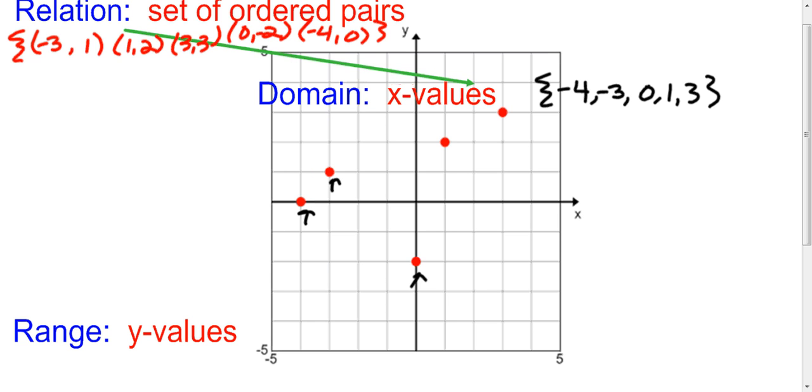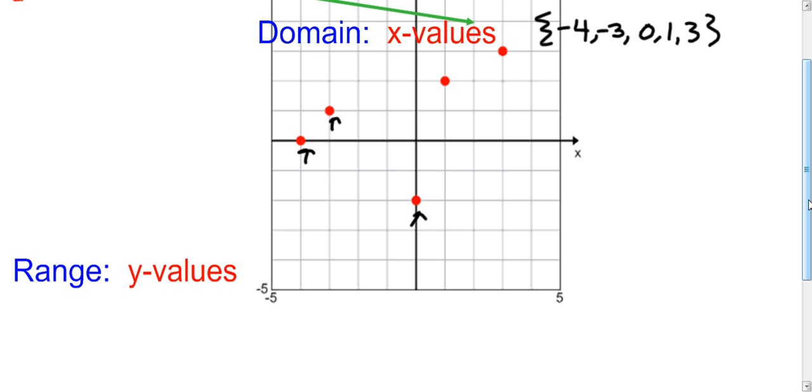My range are the y values. So the y value at this coordinate right here is 0. The y value at this coordinate right here is -2. And I'm going to list these in order from smallest to largest also. So the smallest y value that I see is -2, and then 0, and then 1, and then 2, and then 3. Y values are your up-down values.